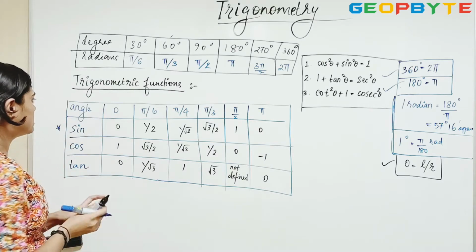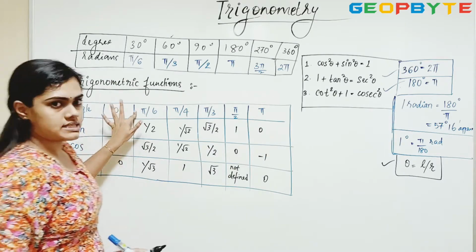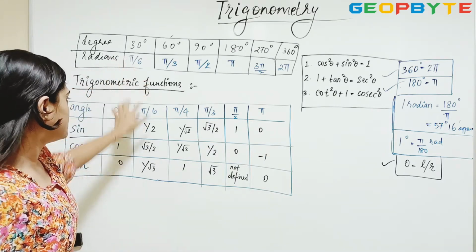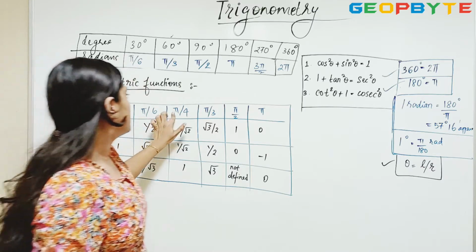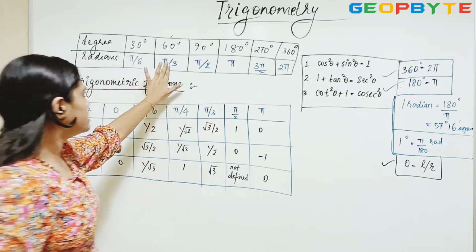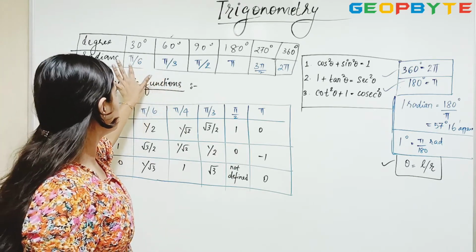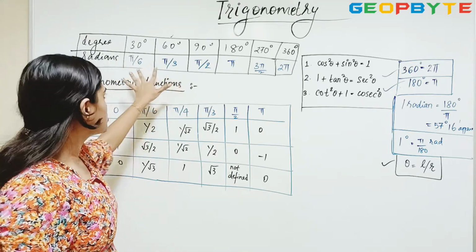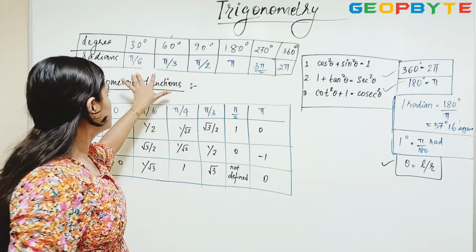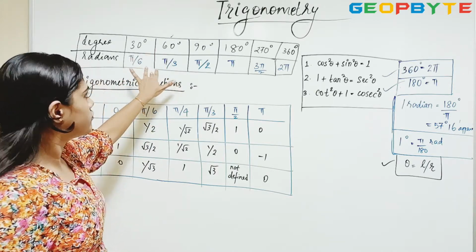That is sine 0 is 0, sine pi by 6. What is pi by 6? That is sine 30 degree is 1 by 2. And what is pi by 4? We didn't do pi by 4. What would be the value of pi by 4? Just guess it. No. This is pi by 6. This is pi by 3. So it should be somewhere here. So my pi by 4 will be 45 degree.